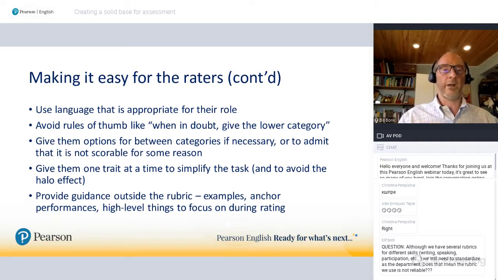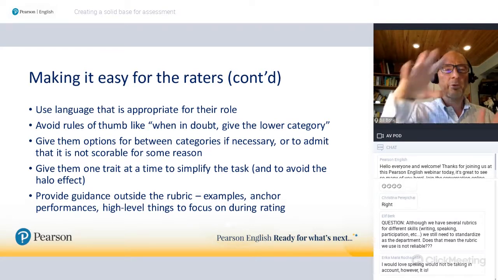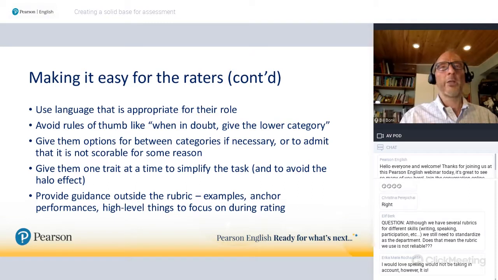Avoid rules of thumb when you're writing these rubrics. Like one that we've used in the past, which I recently eliminated, was when in doubt, give the lower category. If somebody is constantly lowering things because they're in doubt, you're forcing the scores downward. What we like from the large number of ratings that we can get is that variation.